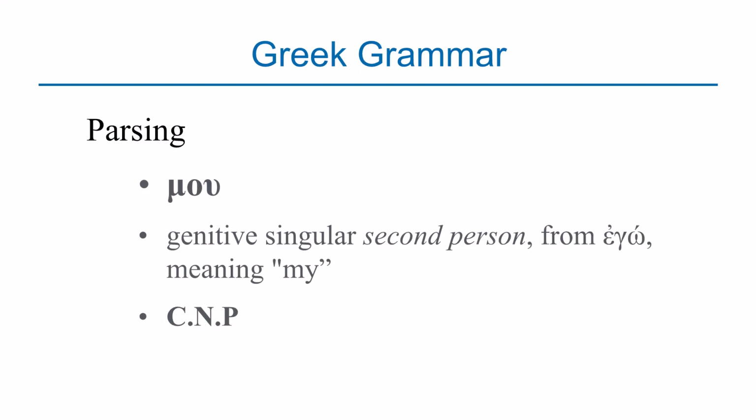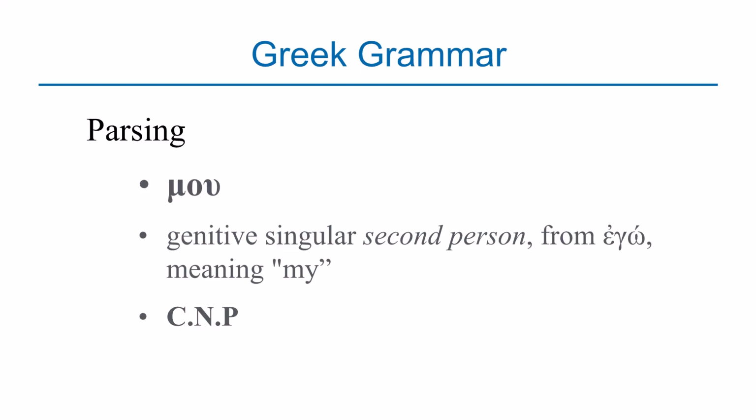Now the pronoun mou, when you're parsing it, you start with the case, then you mention the number, then you mention the person. So this is how you parse the word mou. The word mou is a genitive singular first person pronoun coming from the word ego. So its lexical form is the word ego. Since it's in the genitive, singular, and first person, the word mou means my. Remember, genitive shows possession, so the word mou means my. So when you're parsing pronouns, you start with the case, the number, and the person.